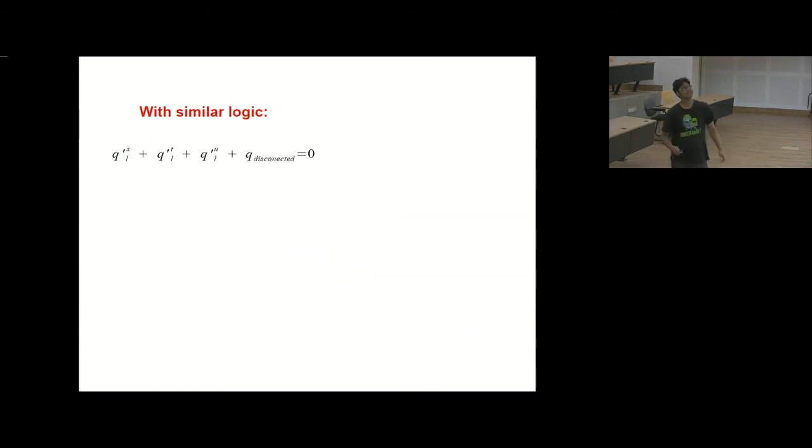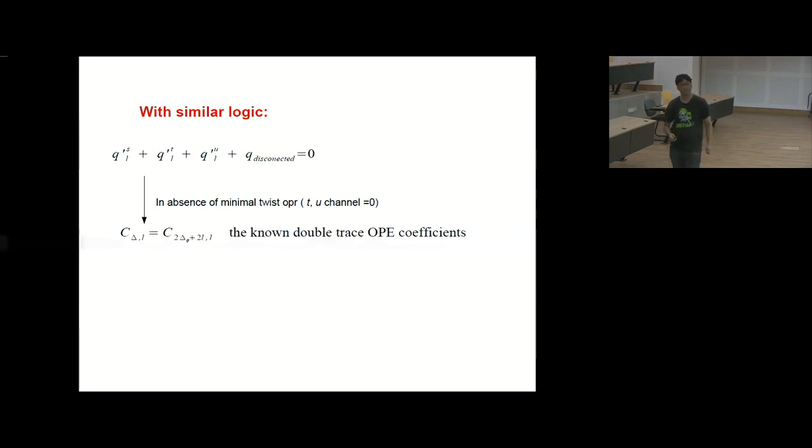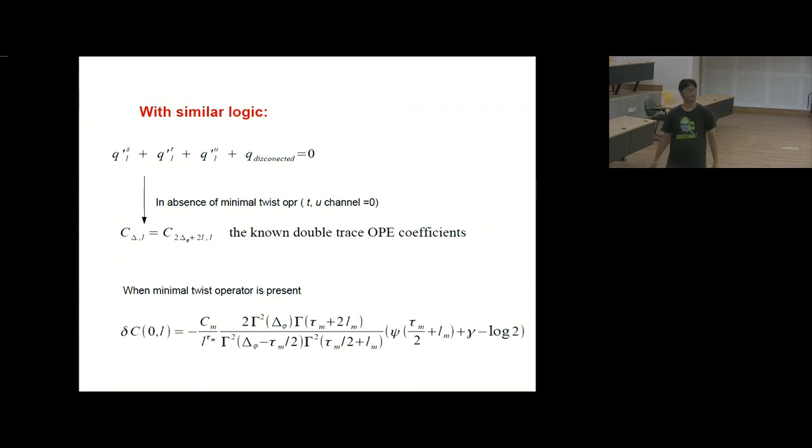With a similar logic, I'm also going to get the OP coefficient corrections. In the absence of a minimal twist operator in the T channel, I'm going to get the OP coefficients to be exactly equal to the known double trace OP coefficients, and with the minimal twist operator present, I'll get the OP coefficient corrections, which will again match exactly what one gets from the Lightcone Bootstrap.